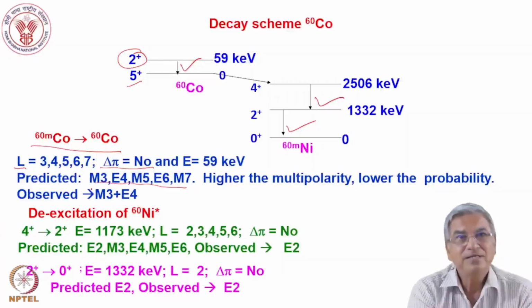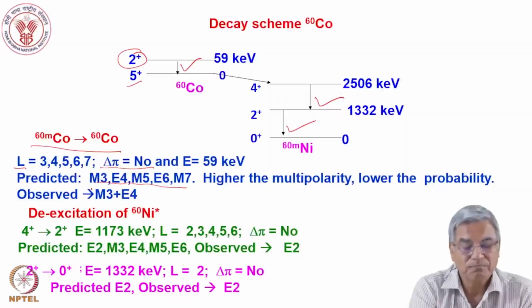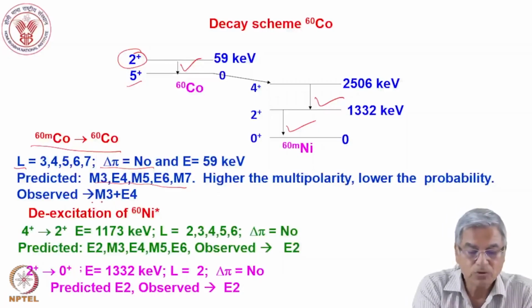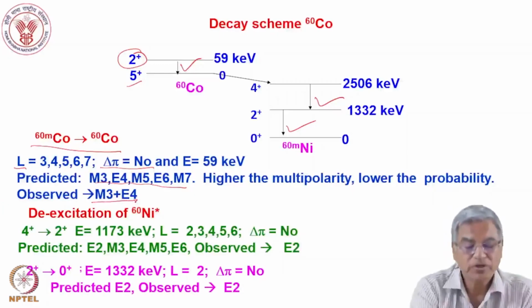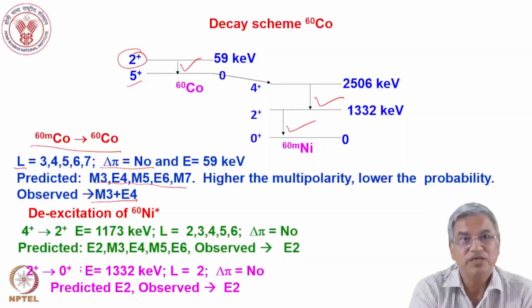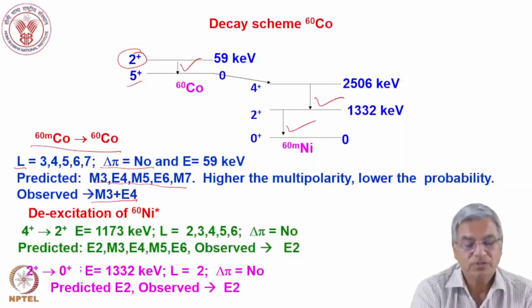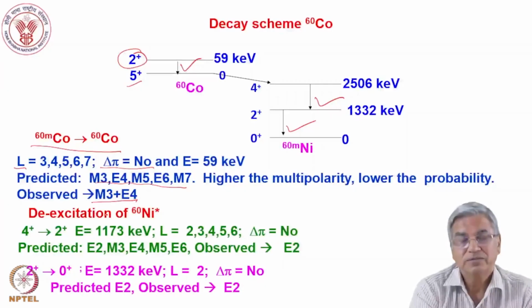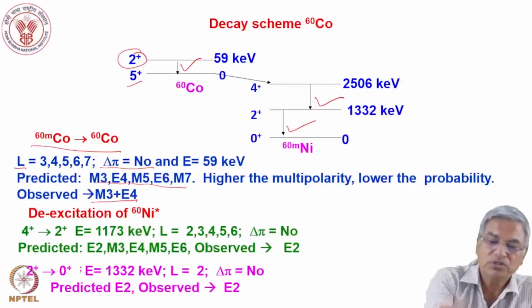So ideally it should be an M3 transition, but because E4 can compete with M3, the observed value is M3 plus E4. There is an admixture of E4 with M3. So this is the type. This is how we can predict the multipolarity of a particular gamma ray transition. So for this, it is M3 plus E4.